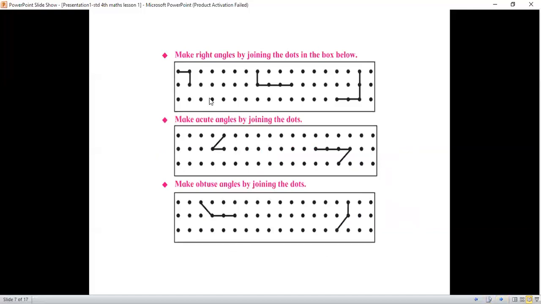Now here also children have to draw the different types of angles. The dots are provided here. Here you have to draw the right angles, here you have to draw the acute angles and here you have to draw the obtuse angles. You have to join the dots and draw the obtuse angle. The examples are given here. Accordingly, children can draw these angles.